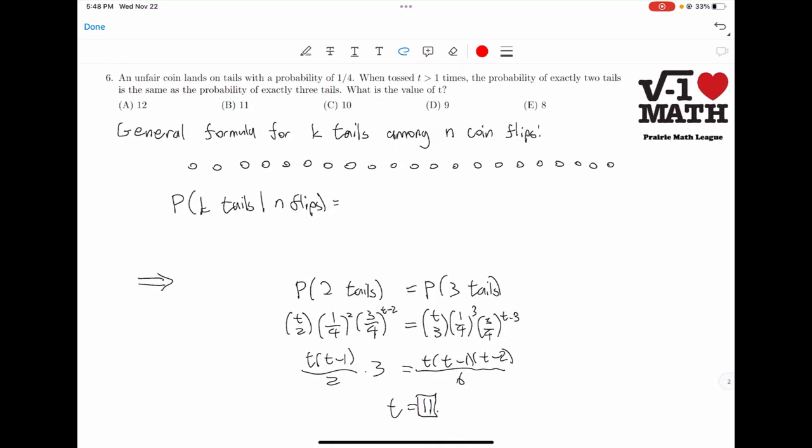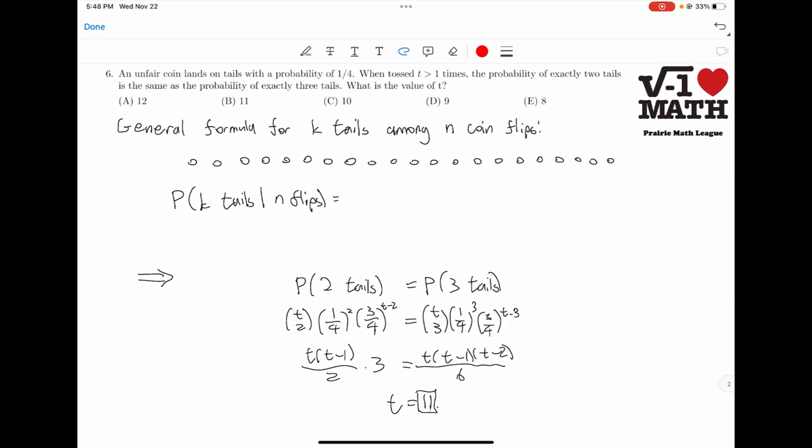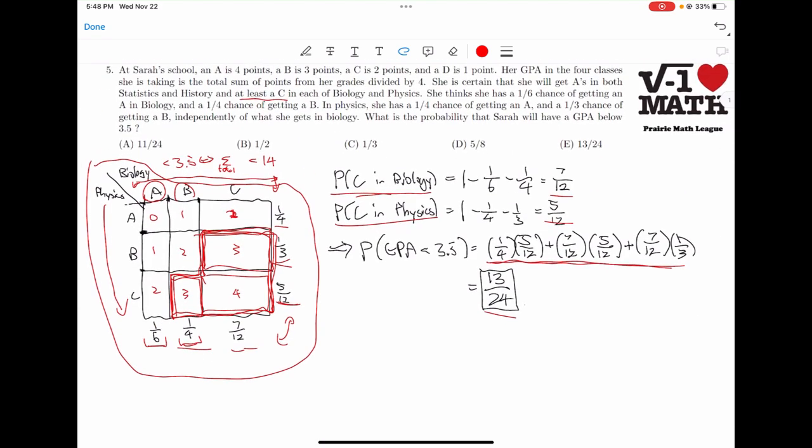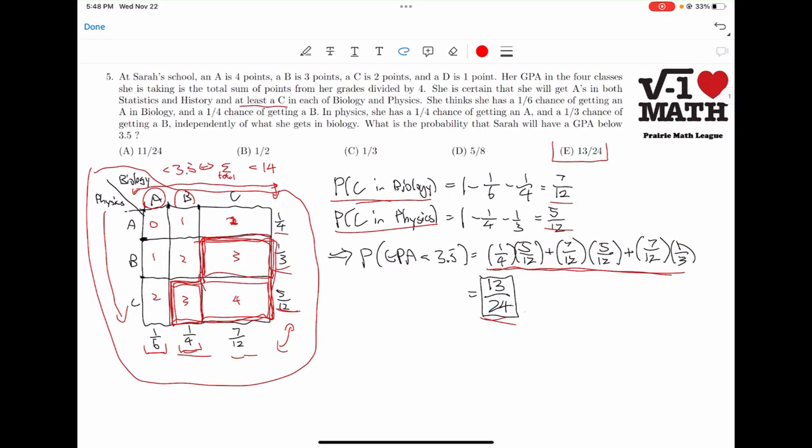Now for problem number 6, an unfair coin. Hang on. 13/24 is option E. Forgot to say that.